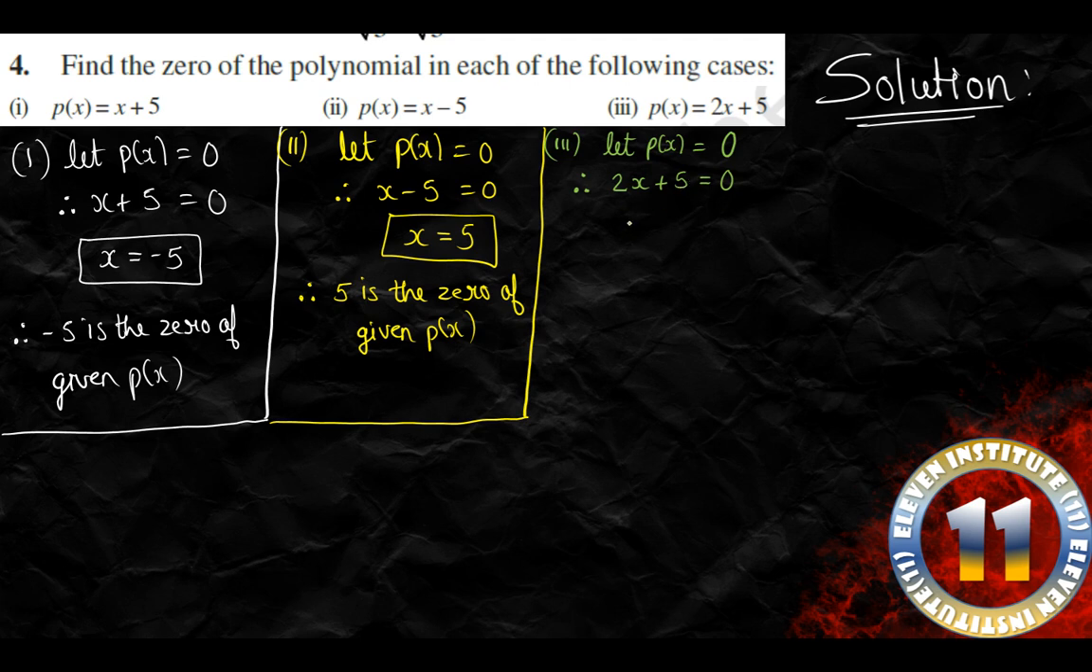Plus 5 will go to the other side. So 2x will remain as it is, and this plus 5 will become minus 5. Here 2 is in multiplication. When it goes to the other side, it will come to the denominator. So what we get is x is equal to minus 5 upon 2. So therefore we can write minus 5 upon 2 is the zero of the given polynomial with variable x.